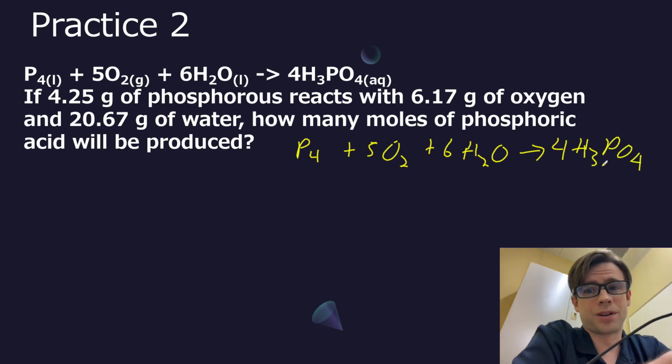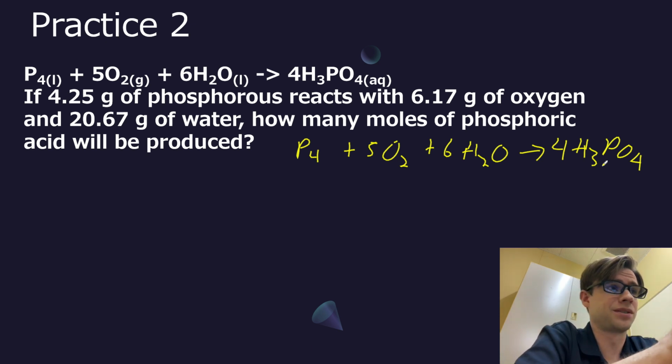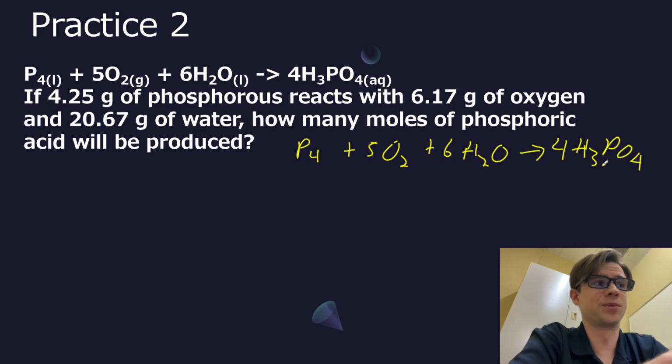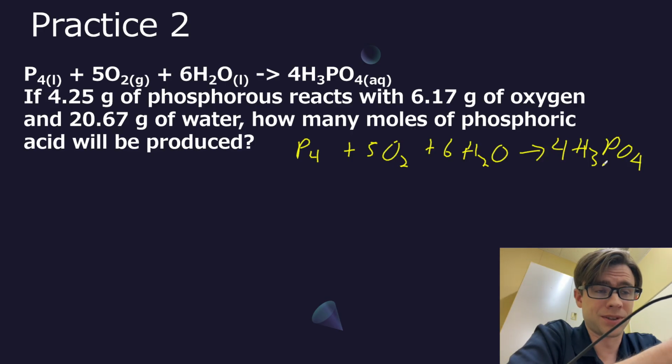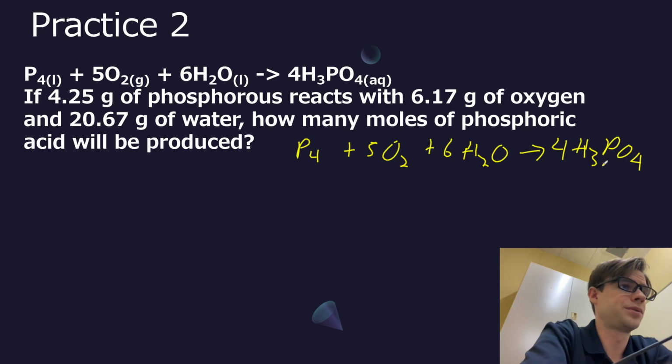Now, a key point about all the mole ratios stuff that we just saw in the previous slide is they are mole ratios. They are not mass ratios. So you cannot try to compare some grams with some grams. 4.25 grams with 6.17 doesn't really mean anything. The chemical equation tells us about colliding atoms and therefore moles. So we need to convert all these into moles.